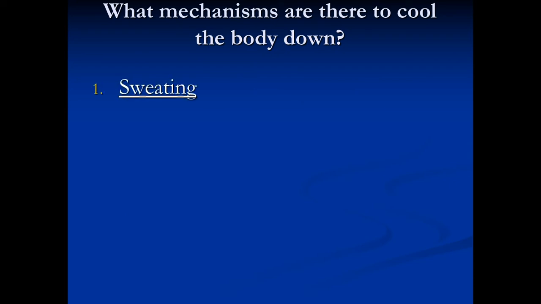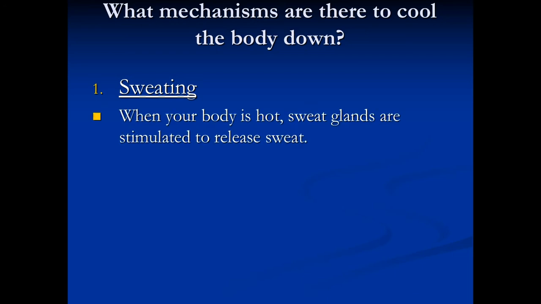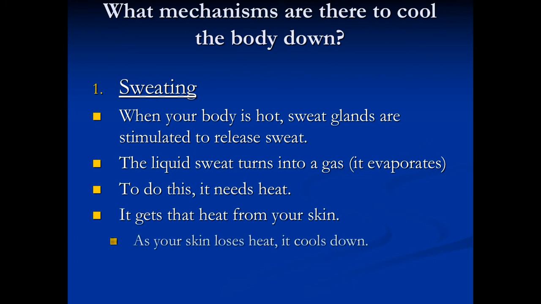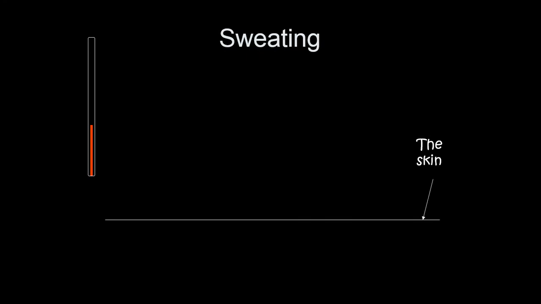If you get too hot, the first thing your body can do is sweat. Sweat glands are stimulated to release that sweat when your body gets too hot, and then that liquid sweat turns into a gas, meaning it evaporates. But to do this, it needs heat, and it gets that heat from your skin. As your skin loses heat, your body cools down.